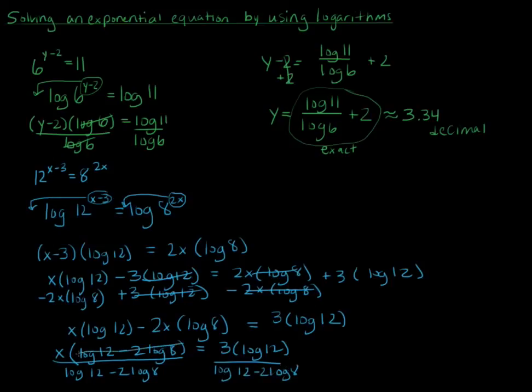That was just to get x by itself. So now we have x by itself equals 3 log 12 over log 12 minus 2 log 8. And I think that with this kind of problem, your teacher is actually going to want the exact answer. So this would be your exact answer. And then if you wanted to, you could put it into your calculator to find a decimal approximation. But if it wants the exact answer, this is exactly what it wants.